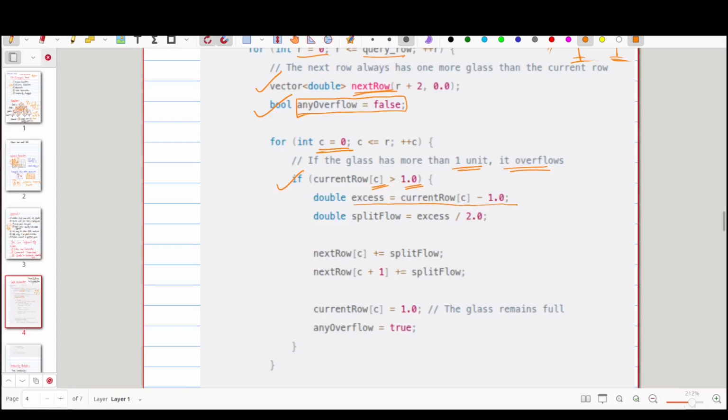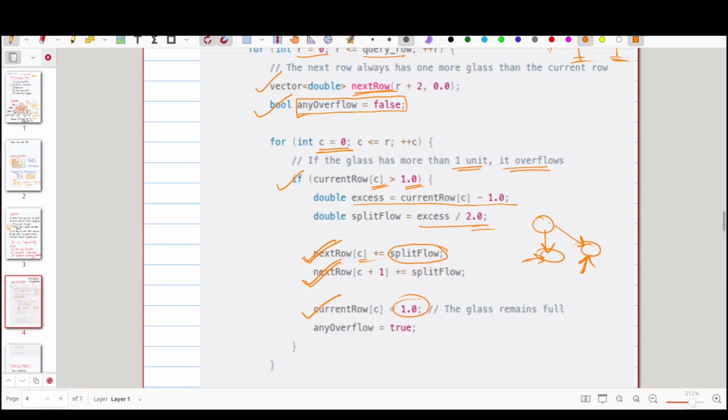How can you calculate it? Just subtract 1 from that water and split it, that means equally split that excess water and add it to the next row at C and C plus 1, that means directly downwards and down-rightwards. This is C in the next row and C plus 1 is this one. We just add those in equally, so it will be a split flow, each getting half of the excess water.